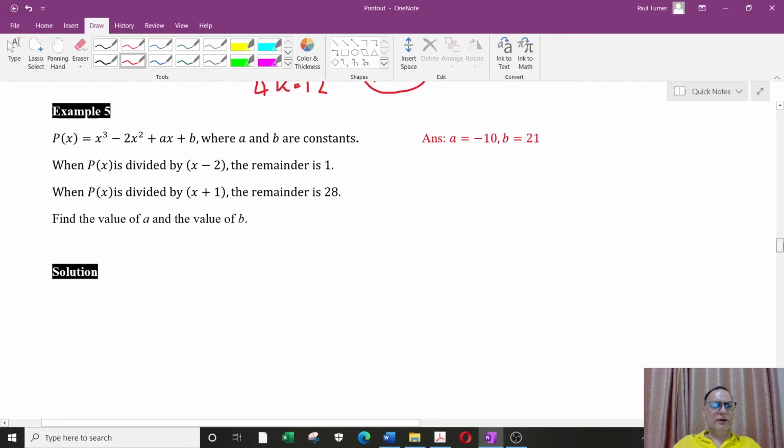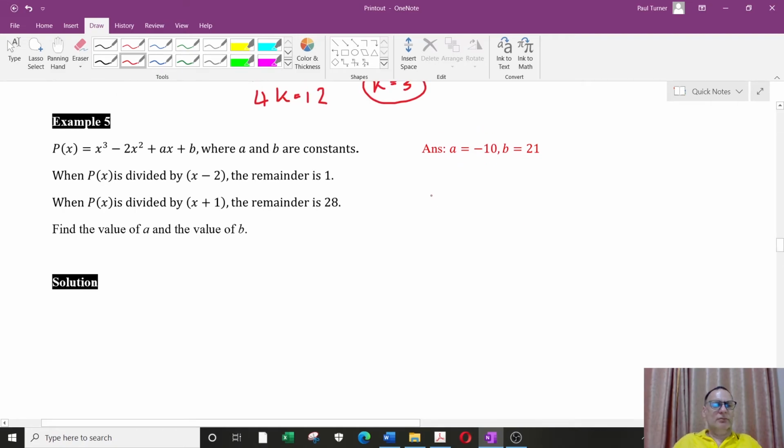Here's another harder question. Now, notice here we have a polynomial, but in this case we have 2 constants that we want to find, a and b. These are your constants, not variables. And you're given 2 bits of information. When you divide by x minus 2, the remainder is 1. When you divide by x plus 1, the remainder is 28. So that's telling me we need to make two equations.